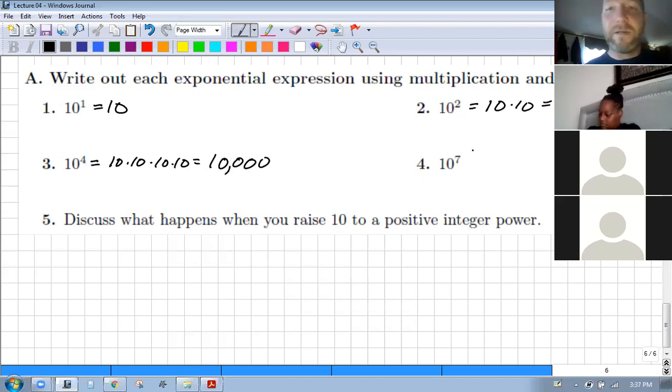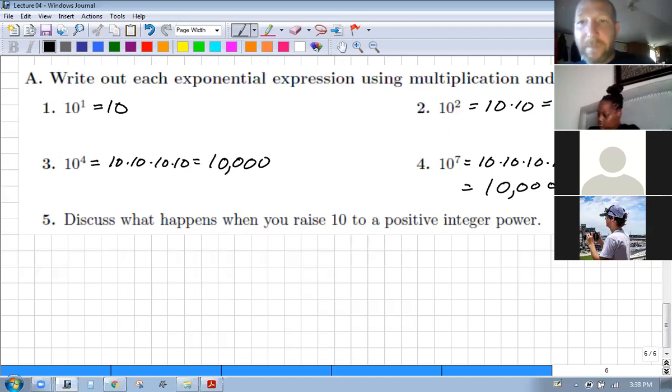10,000. 10 to the 7th. 10 times 10 times 10 times 10 times 10 times 10 times 10, which is a 1 followed by how many zeros? 7. 1, 2, 3, 4, 5, 6, 7. So the 10 counts as one of the numbers. It's not like 10 to the 6. There's 7 10s here multiplied together. So whatever number is up there, that's how many times you're multiplying it together.